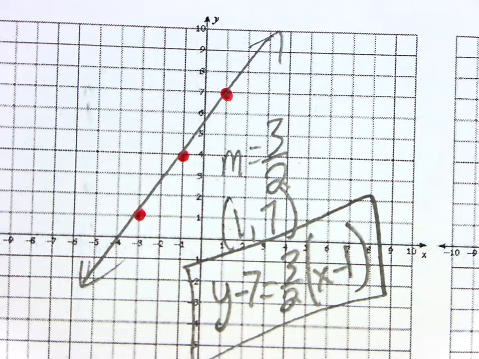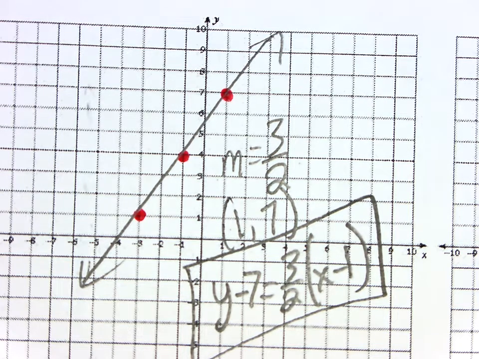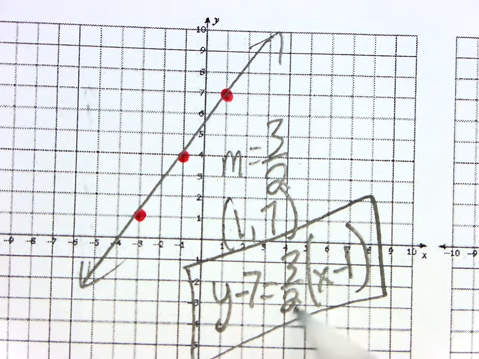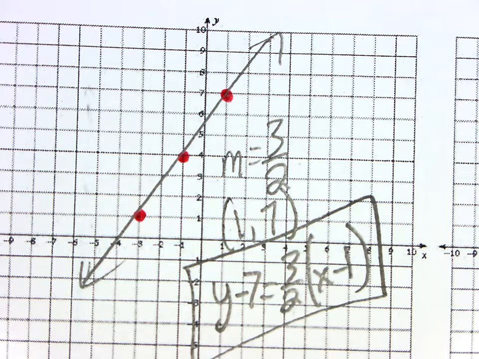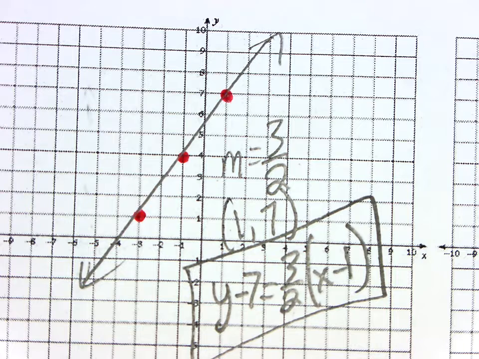If I did say it had to be in slope-intercept form, do you know how to change it into slope-intercept? Yeah, just distribute and then add the 7 over. What if I said it had to be in standard form? Do you know what to do? Distribute, clear the fractions, and then move the x and y over.